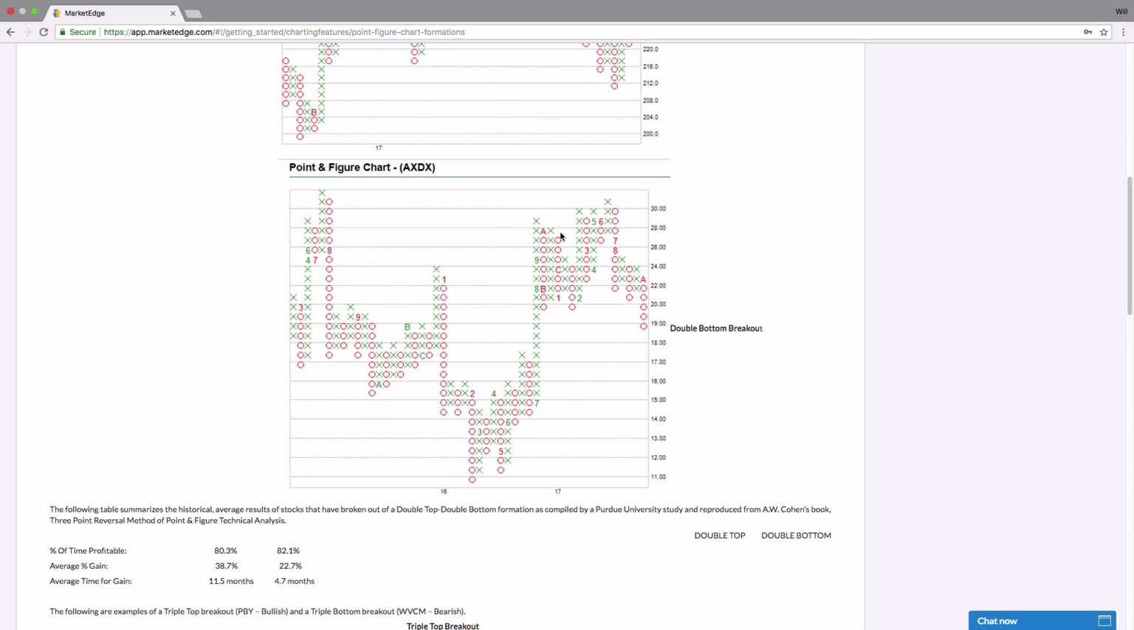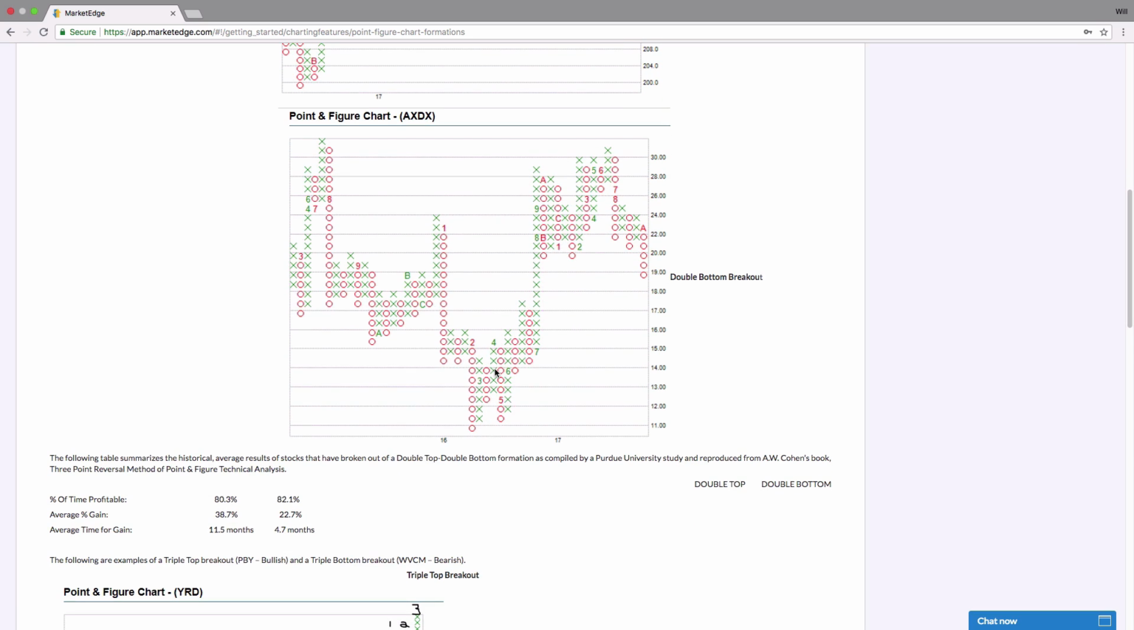In this case, here's AXDX. It came down here and tested this area. Here's a spread formation, which would be a triple formation, but this is a double bottom here. Once it broke there, that would be a sign that you could short that stock, and you can stay short until it reverses. So when we're bearish in the market, you just go to the advanced tools and look for the point and figure bottom breakouts or point and figure bottom breakout alerts.